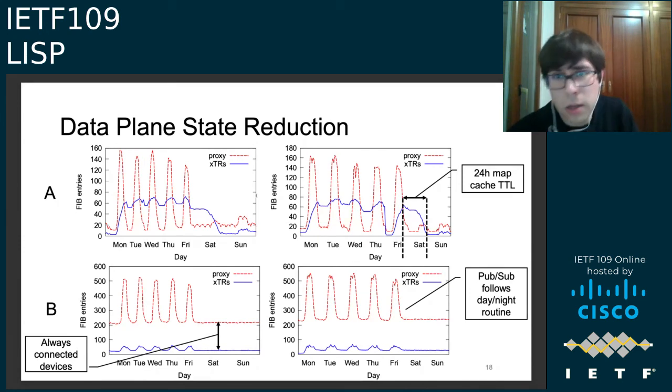Also, you can see on Saturday afternoon, here in the top right, a large drop in the number of entries in the XTRs. This is due to the fact that we are using a 24-hour TTL for the map cache. So more or less on Saturday afternoon, a day after people have left the office, all these entries get evicted. You don't see this in the proxies because, since they are synchronized, when an endpoint leaves the office, it's very possible that someone wants to talk with it, and since this endpoint is no longer in the network, it will receive a negative map reply, and it will get deleted from the map server.